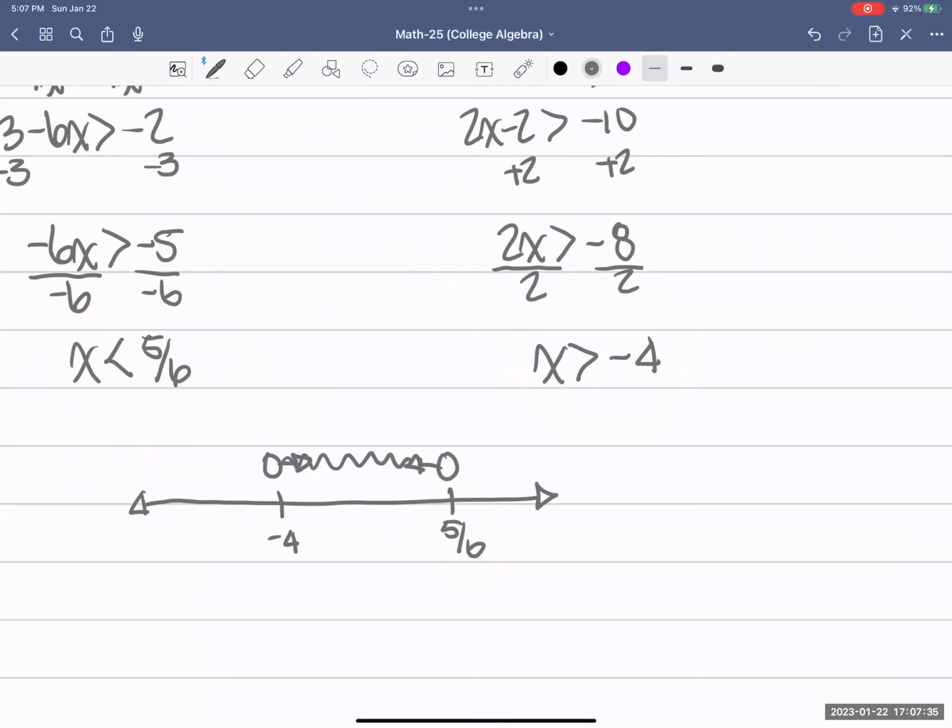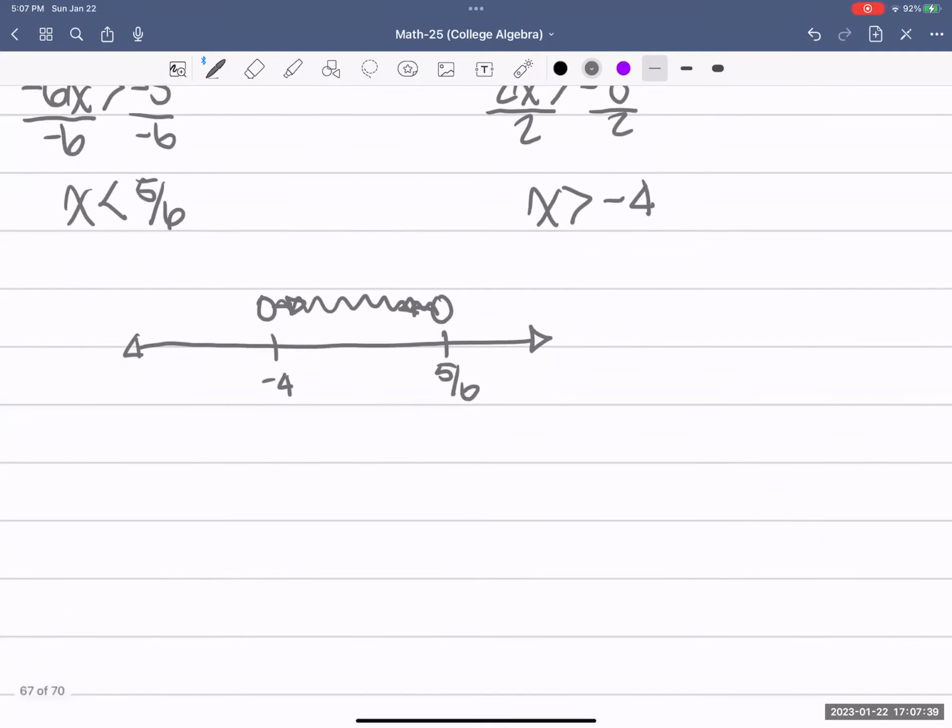And our solution set are these numbers here in the middle. Our leftmost value is negative 4 with an open circle, so parentheses. Our rightmost value is 5 over 6. Open circle, so parentheses. And that's our solution set in interval notation.